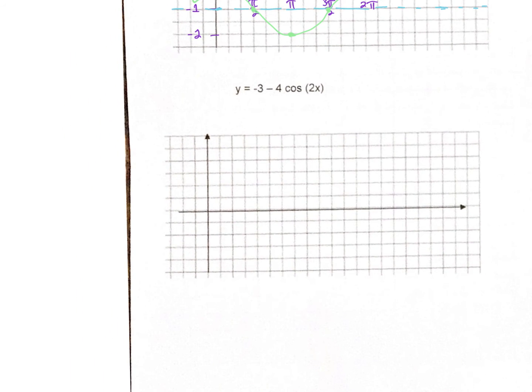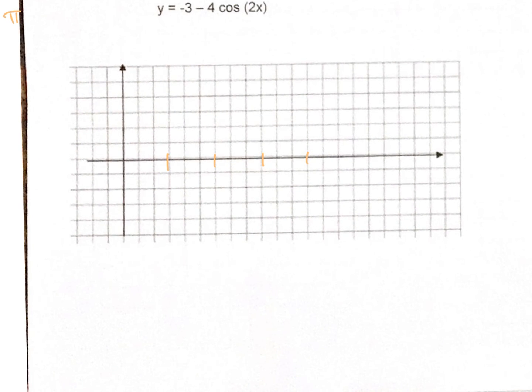So first thing I'm going to do is think about what my new period would be. So 2 pi over 2 tells me that my period is pi. And so this would be at pi. So this is at pi over 2, pi over 4, and 3 pi over 4.